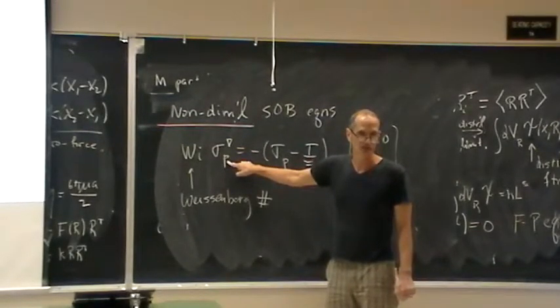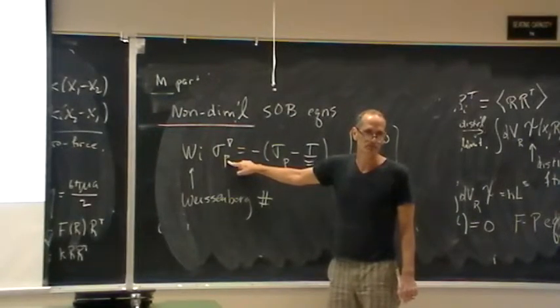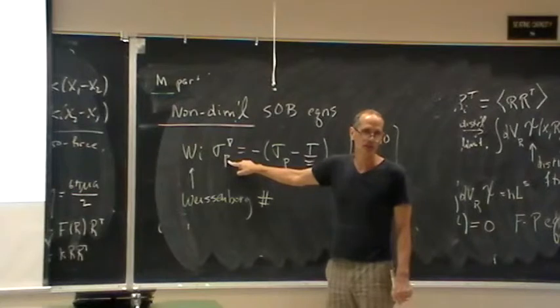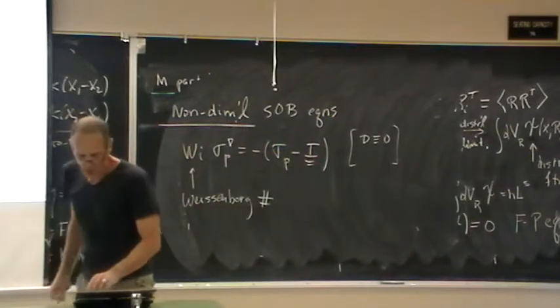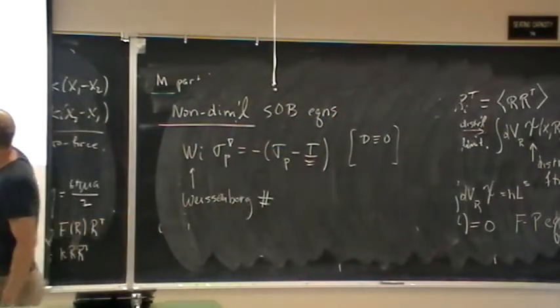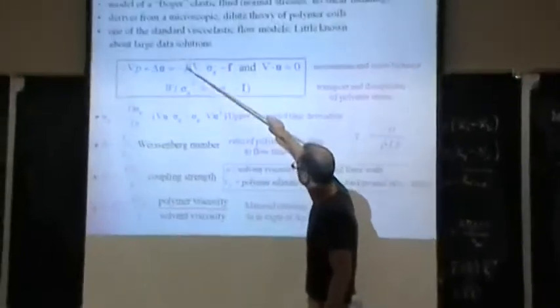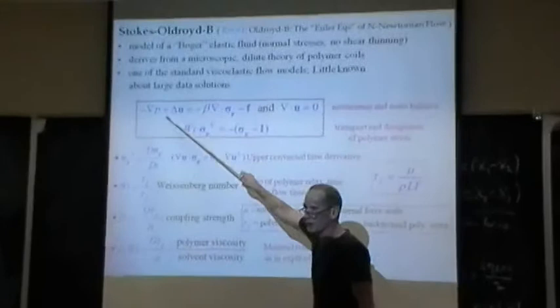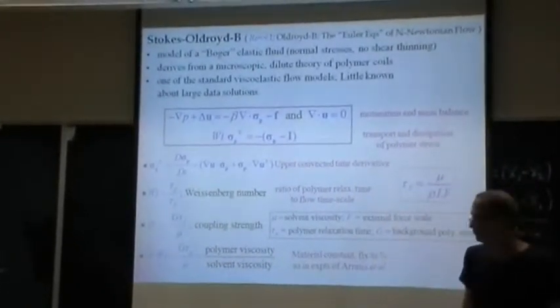It's this sigma p tensor. That's what makes it look a lot like Euler, is this guy. I've written it for a tensor rather than for a vector. Okay, so that's Oldroyd-B. In these Stokes Oldroyd-B, SOB, equations, I have a coupling of the solvent dynamics to an extra stress which has a nonlinear transport equation.